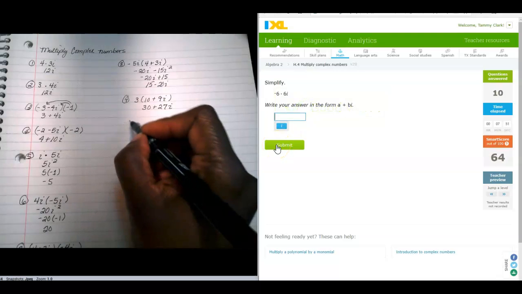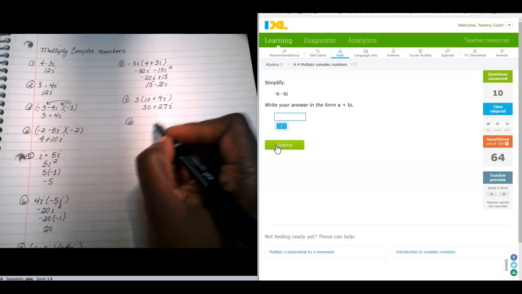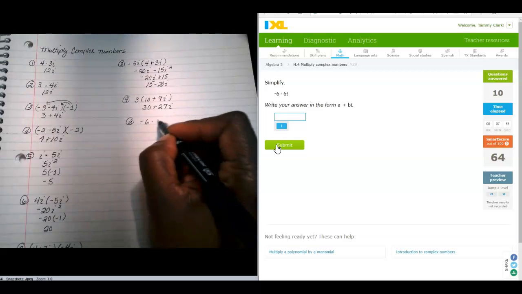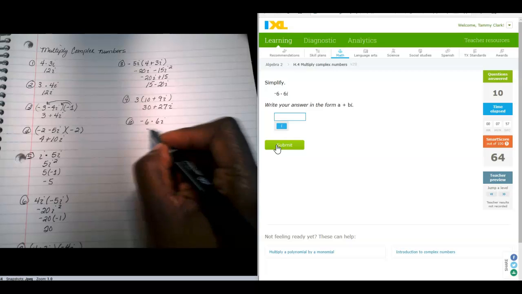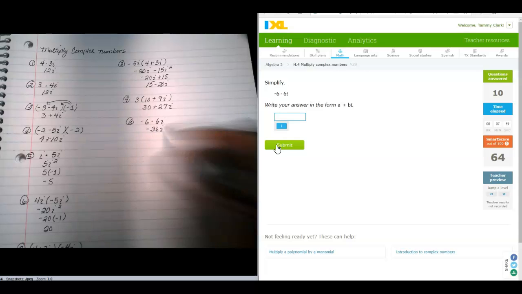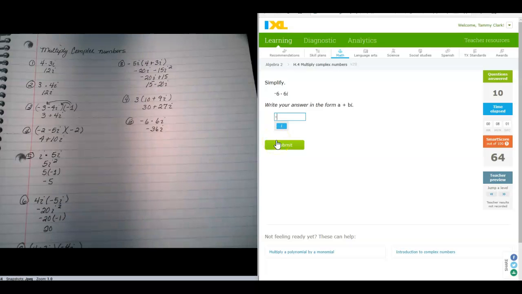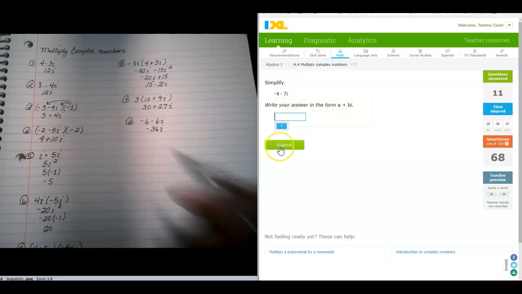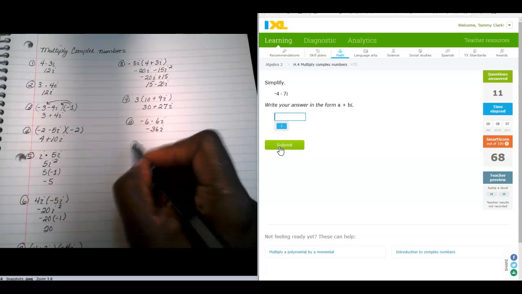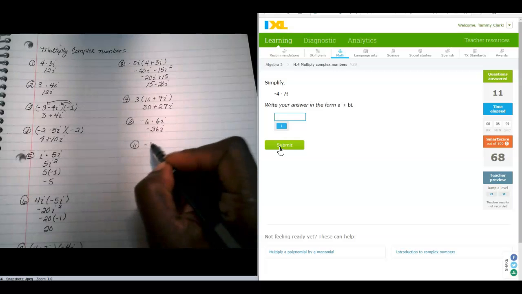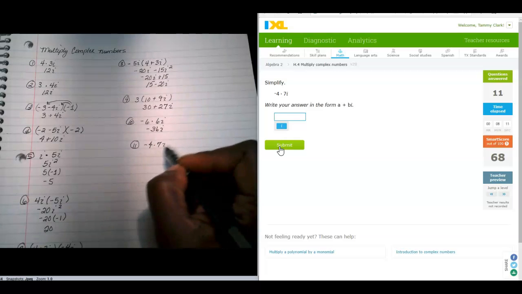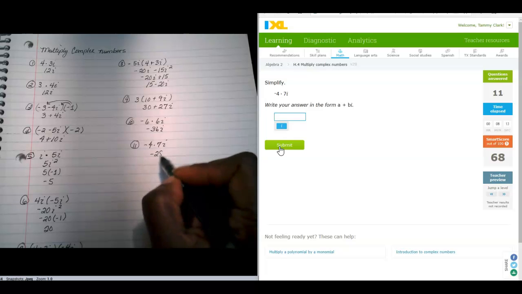Number 10. Negative 6 multiplied by 6i. Well, that would be negative 36i. Number 11, we've got negative 4 times 7i. That gives us negative 28i.